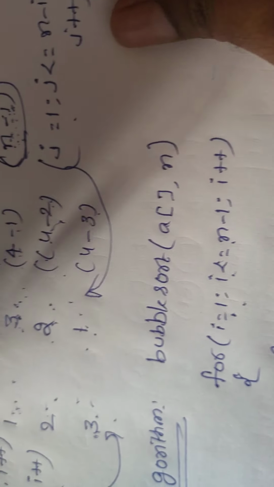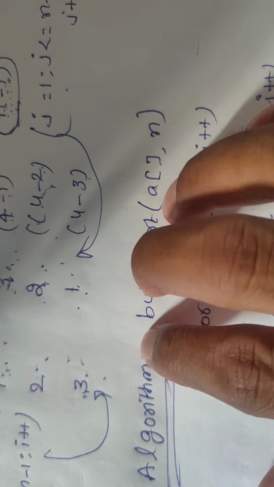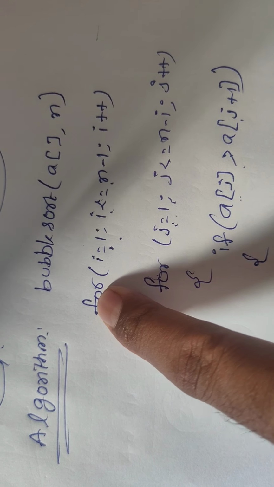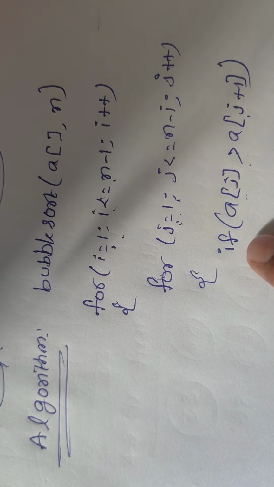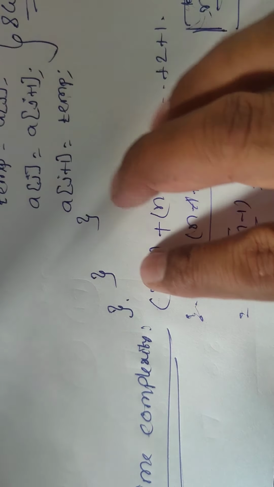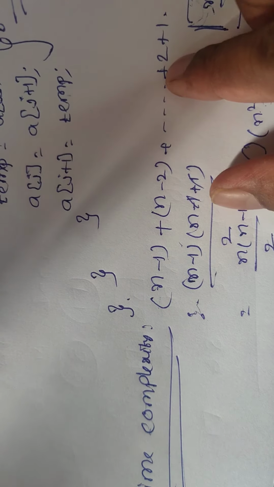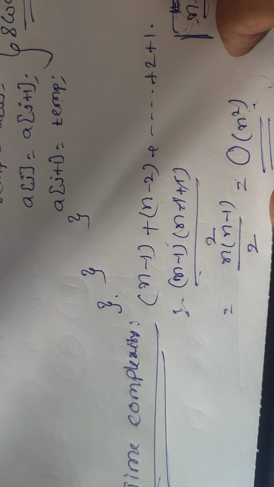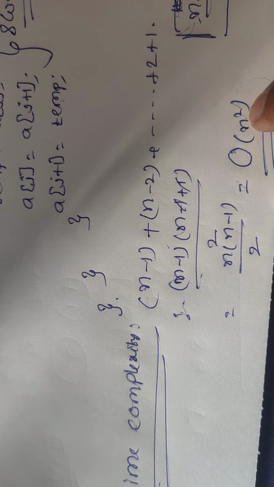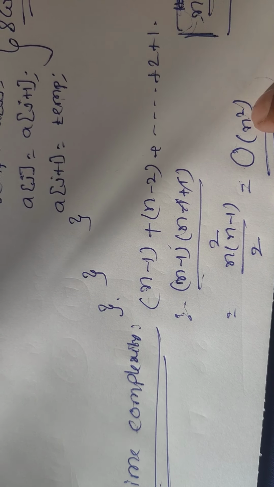After the sorting arrangement, I will show how to write the bubble sort algorithm. We take 2 loops, an outer loop and an inner loop. Then we do comparison, then swapping. Finally, after writing the algorithm, we can check the time complexity, how much time it takes to complete the bubble sort. It is represented as big O of n square. Please remember, this is big O of n square, that means n square complexity.